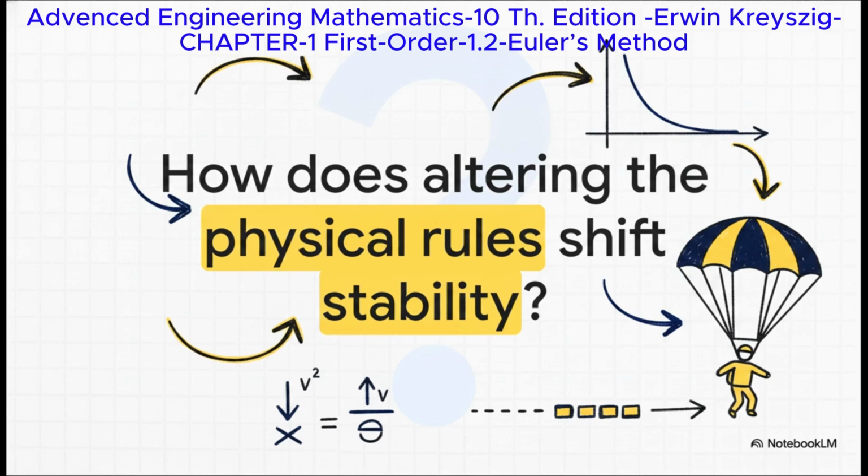But here's a question for you to chew on. How would altering the physical rules shift that stability? What if the parachute dynamics meant air resistance was only proportional to standard velocity rather than velocity squared? Modeling that exact kind of shift using discrete algorithms is what you'll be doing in the field.